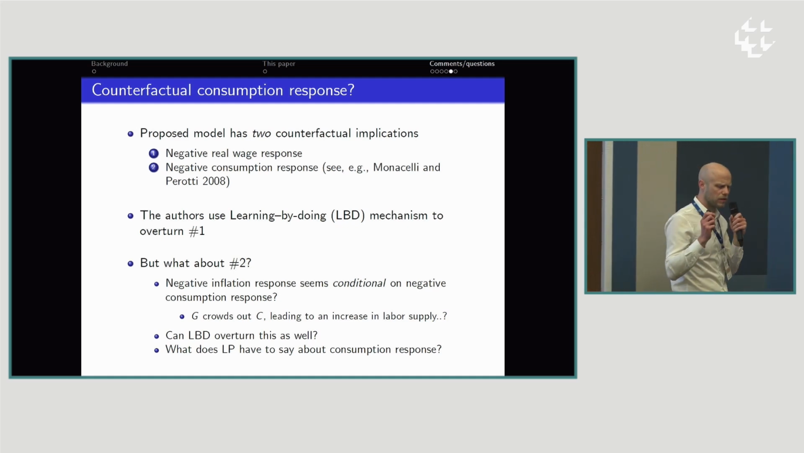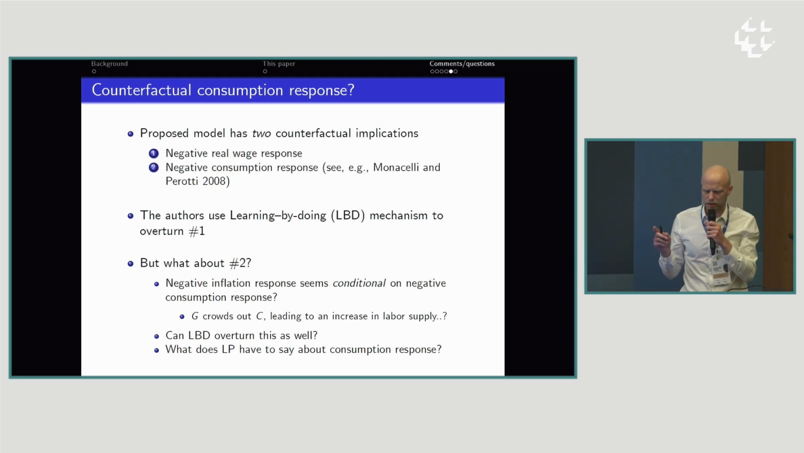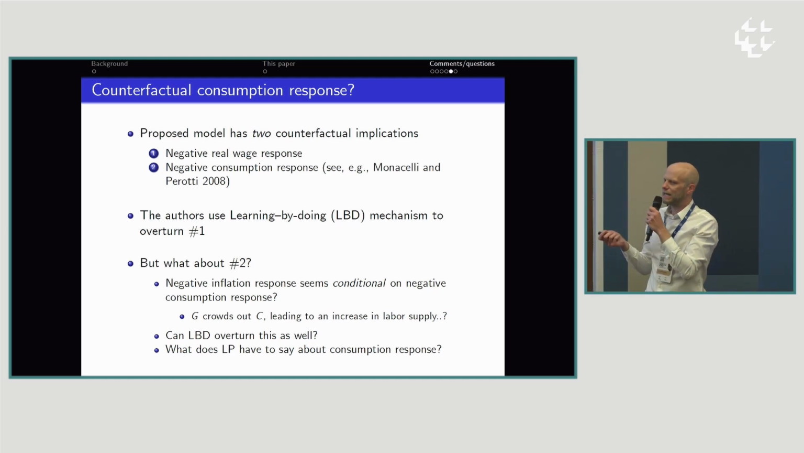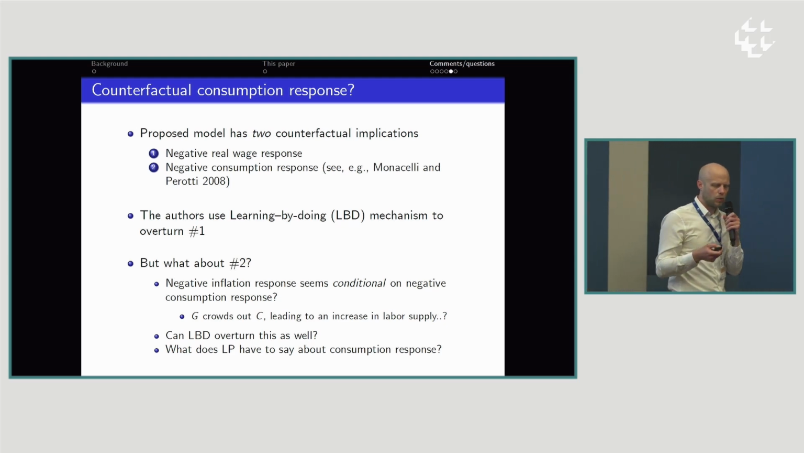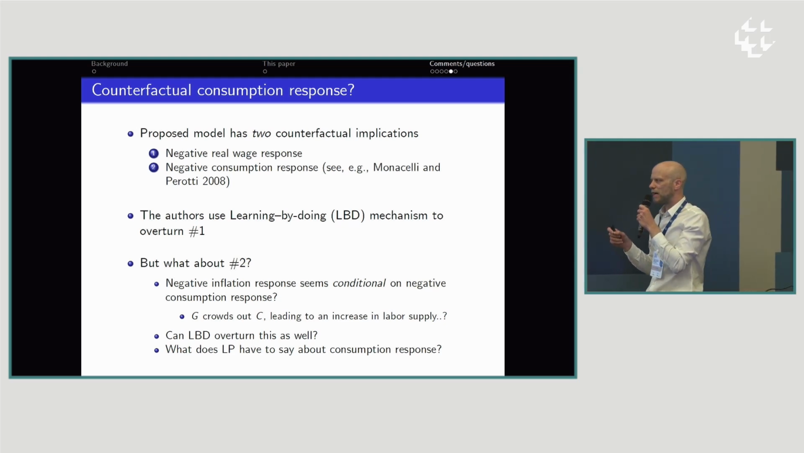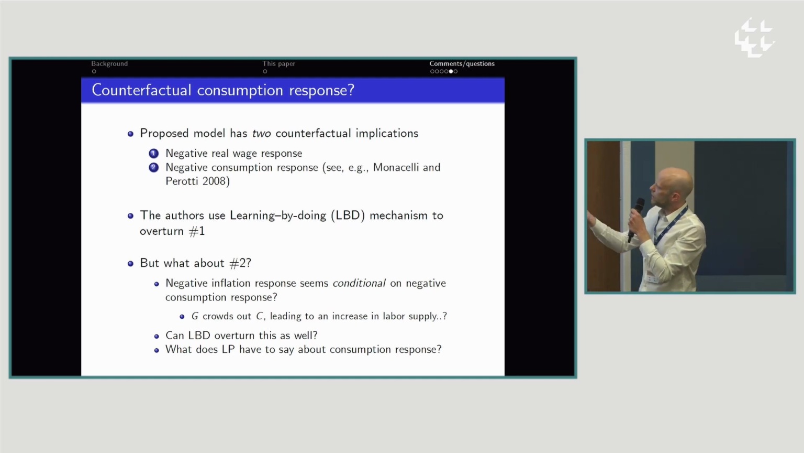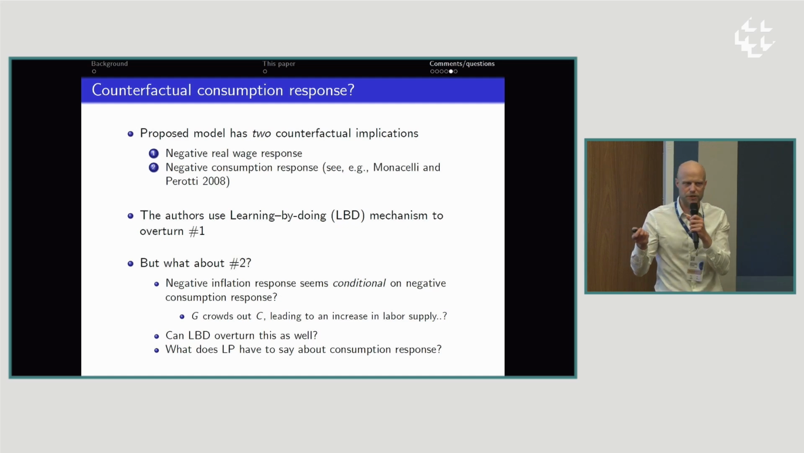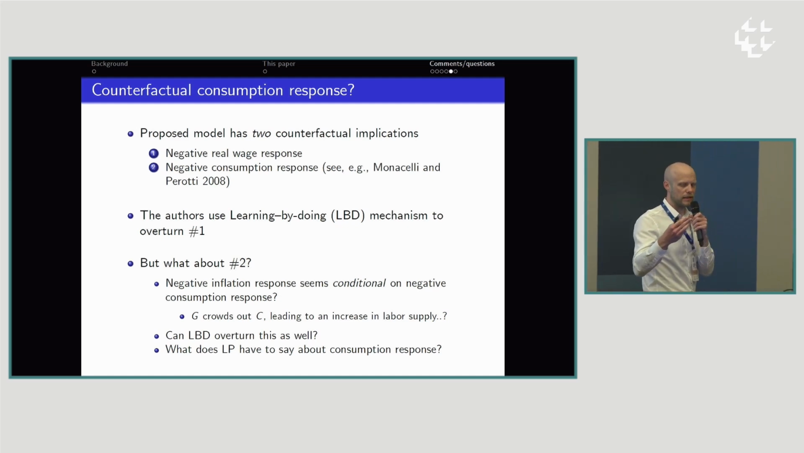Then my next comment is about the consumption response in the model, because the authors show that the model implies a negative real wage response, which is inconsistent with most structural VAR evidence, and they show that they use this learning by doing mechanism to overturn that prediction, so you get a real wage increase instead.